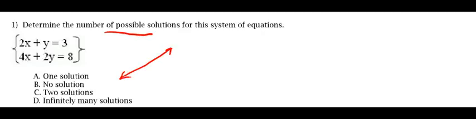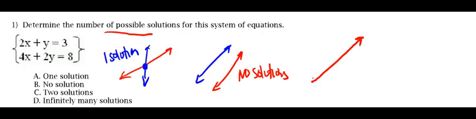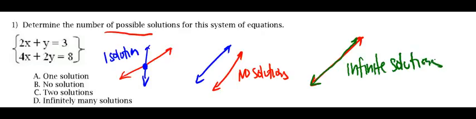The two lines can intersect, which means they intersect once, which means one solution. The two lines can be parallel and never intersect, which would mean no solutions. And the two lines can be equivalent expressions, or just right on top of each other, and that would mean infinite solutions because they have every point in common. So a solution to a system of equations is where those lines cross. So they can cross once, never, or always.